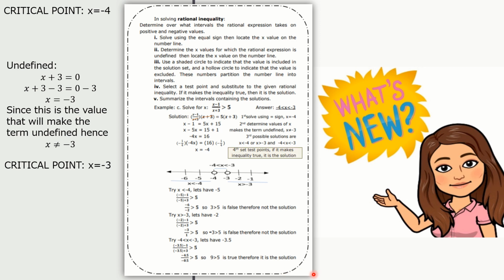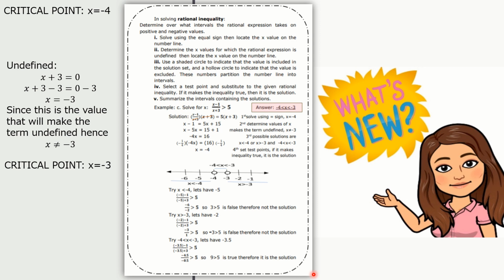Again, the fourth step is to test the test points. If it makes the inequality true, then it is the solution. Looking at our number line with our intervals and our critical points, we have figured out that the answer is x greater than negative 4 but less than negative 3.